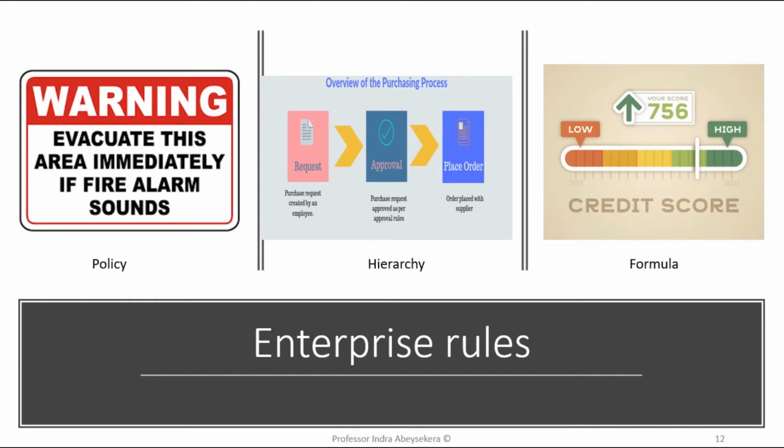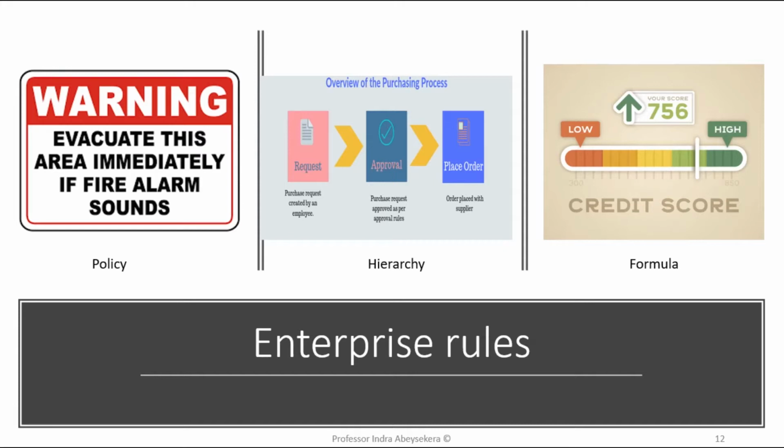An example of a policy is about the evacuation. When the siren sounds, the alarm sounds, the staff are required to leave the building for health and safety regulations. The hierarchical rule is who is accepting a purchase order, who is generating a purchase order, who is approving it, who is placing the order.